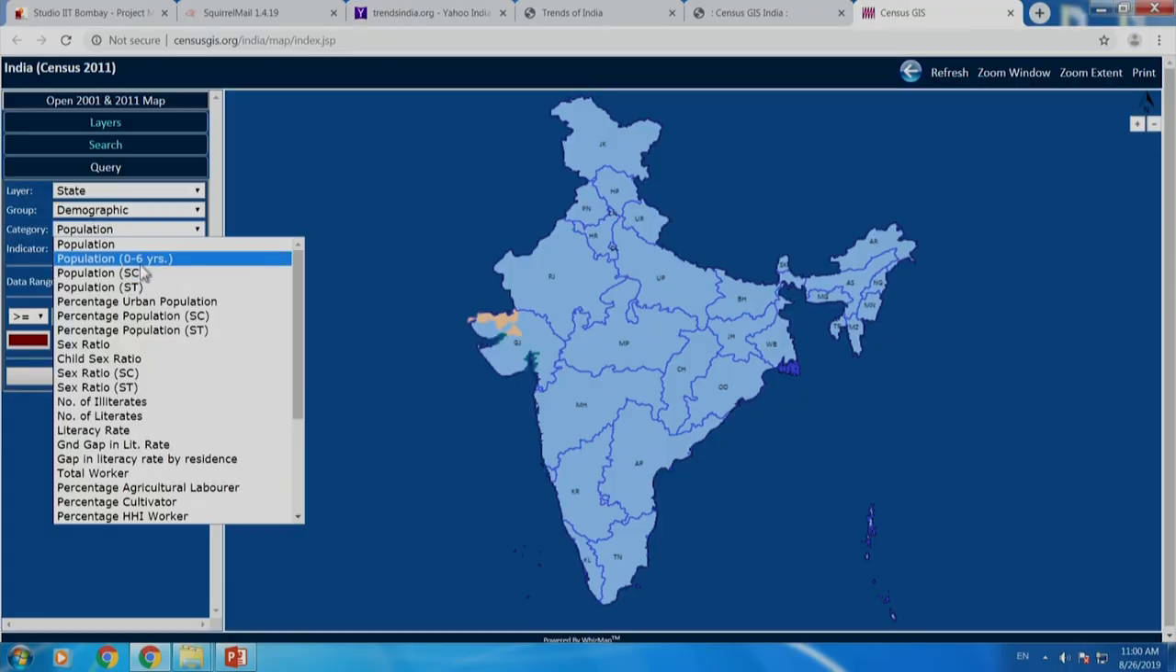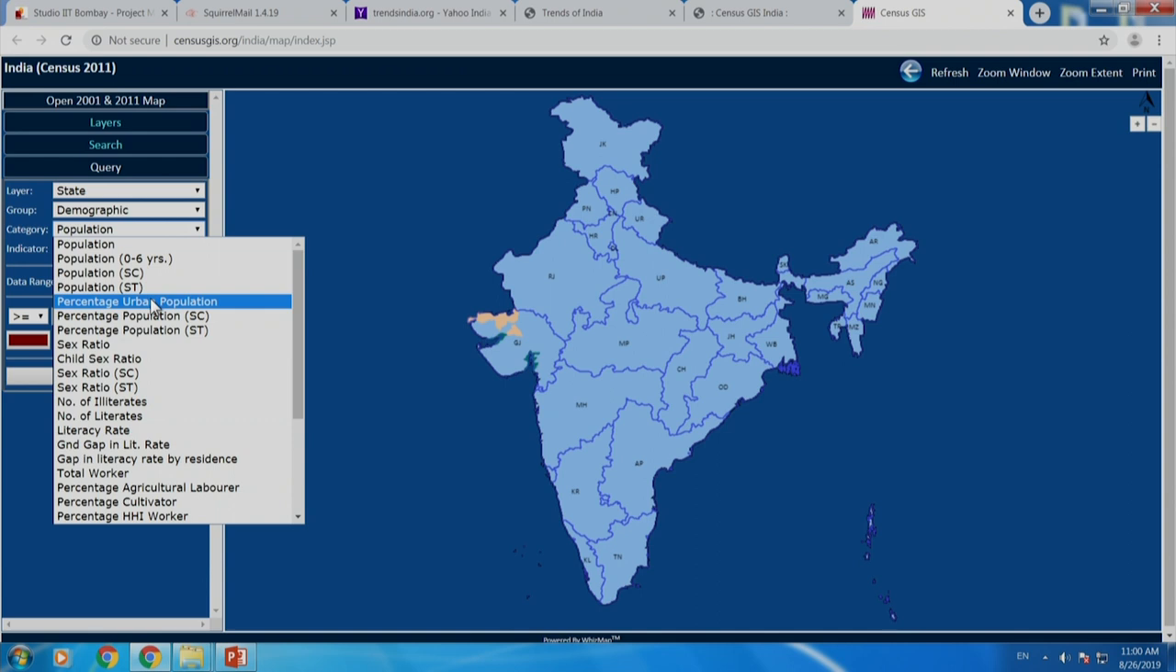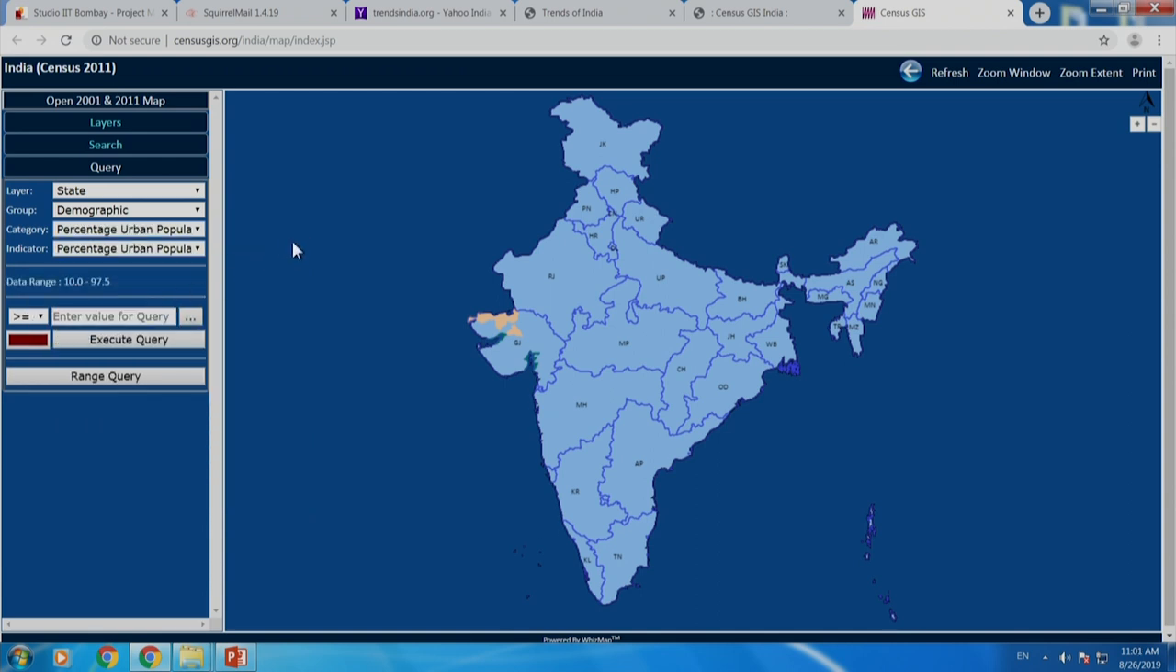You also have the population of the scheduled caste and the scheduled tribe in any given state or district. You also have percentage urban population. So, you can figure out urbanization. Now, let's take a look at what it does. If I click on urbanization, it tells me the percentage of urban population. And if you go over here, there is an icon which has a sign of greater than equal to, less than equal to. It is interactive, you can handle that.